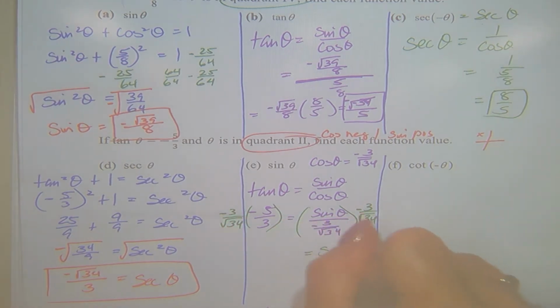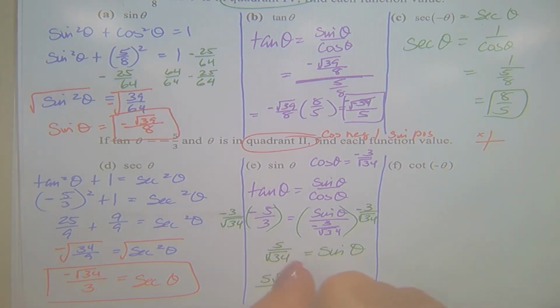That gives me sine theta is equal to, a negative times a negative is a positive. Sine is positive, that's correct. The 3's are going to cancel out. So I'm left with 5 over square root 34, and now is when I rationalize. When I rationalize that, I get 5 square roots of 34 over 34 is equal to sine theta. Again, I know you know other ways to do this, but you need to be using your identities to solve so that you're getting that practice using those identities.